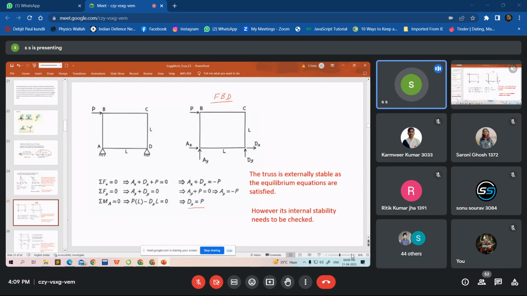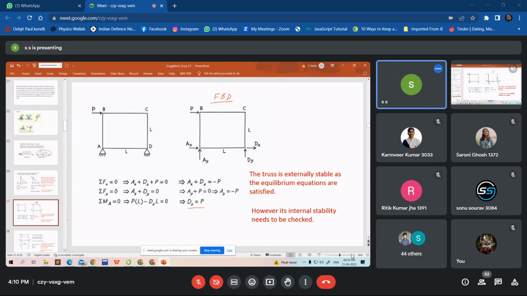Another example is where I have fixed the joints at A and D. So this truss cannot move. Basically, it is externally stable, but because there is no triangular configuration, it will collapse. It will collapse internally, but it will not move as a rigid body. So in this case, the truss is externally stable, but it is internally unstable.